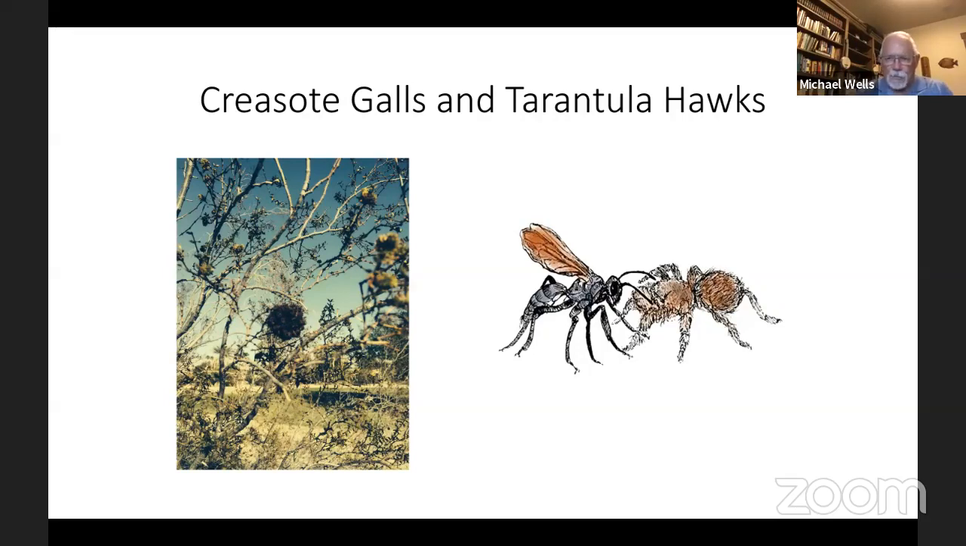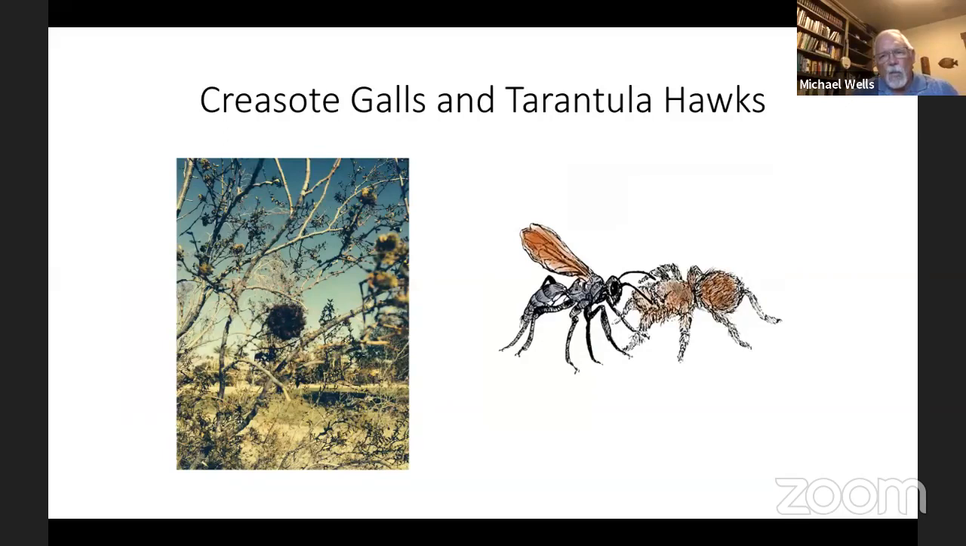And so when the egg is laid, that swelling forms the gall, and then a fungus from those spores grows on the inside of the gall, and the pupa of the creosote gall midge, as it grows, will eat that, and it's called mycelium.